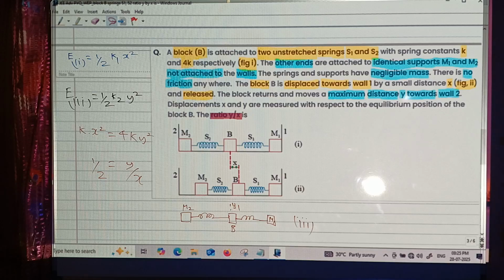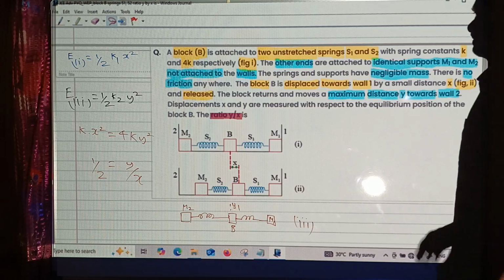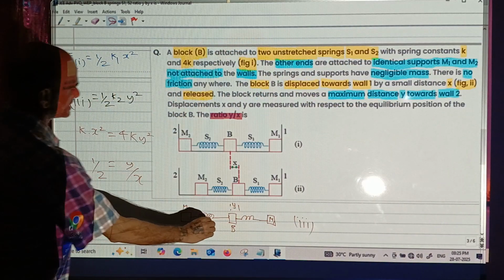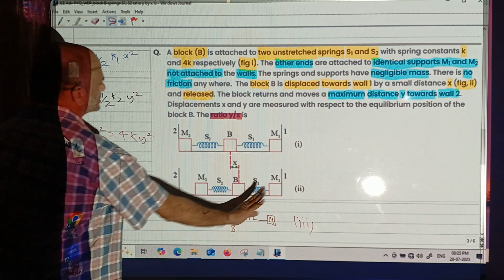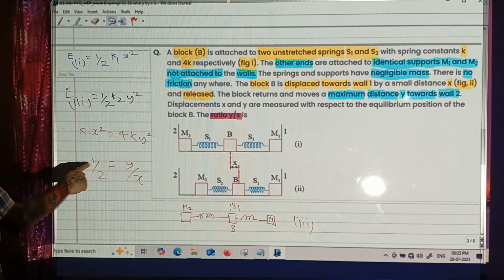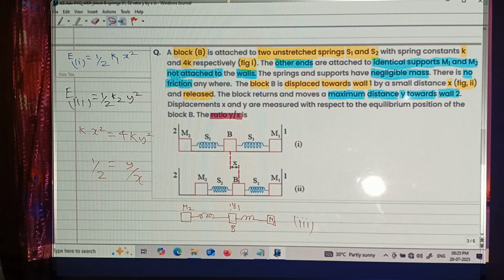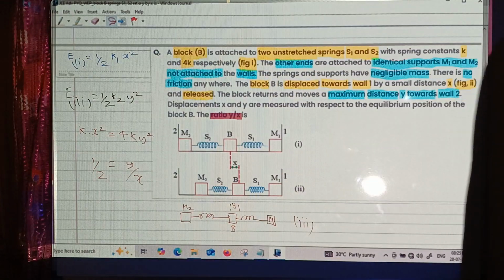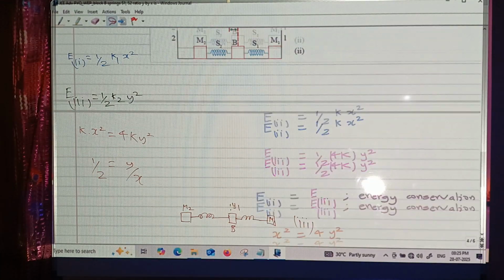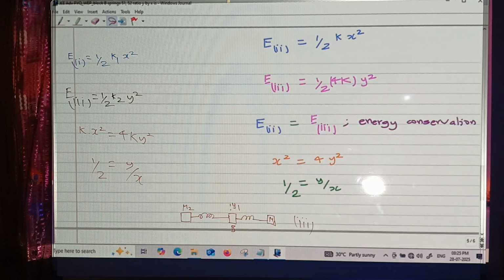Since spring 2 is the tighter spring, the spring constant is 4K, the amount of compression of that spring will be less. The other is a relatively loose spring, so it will get compressed more. That's why y is less, so y by x is a fraction less than 1. So this is what I explained here. Energy stored in the system in the state 2 is half k x square, and in the third state it is half k2, which is 4k, and the compression is y, so it's y square. These two are equal. From this I get y by x as half.